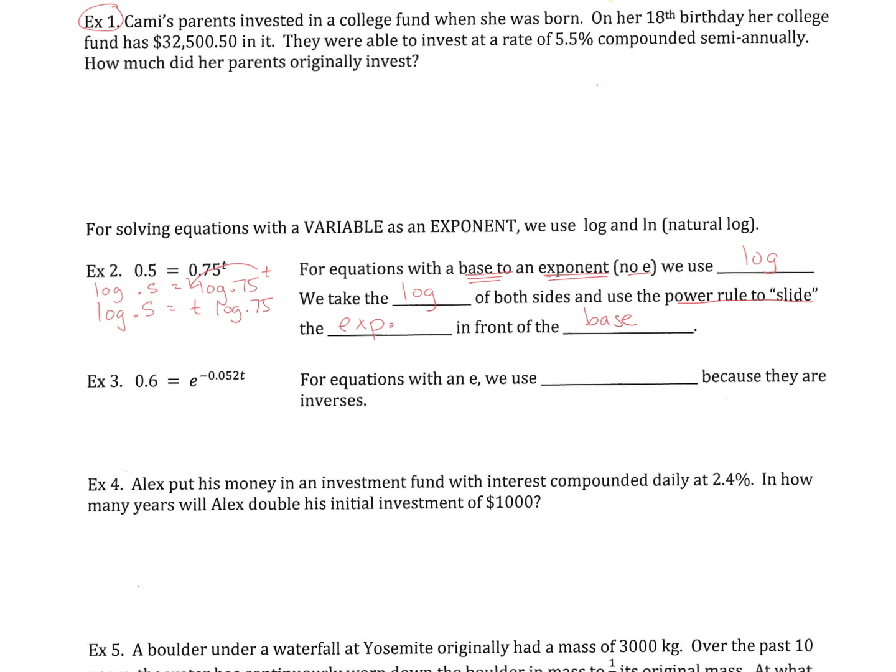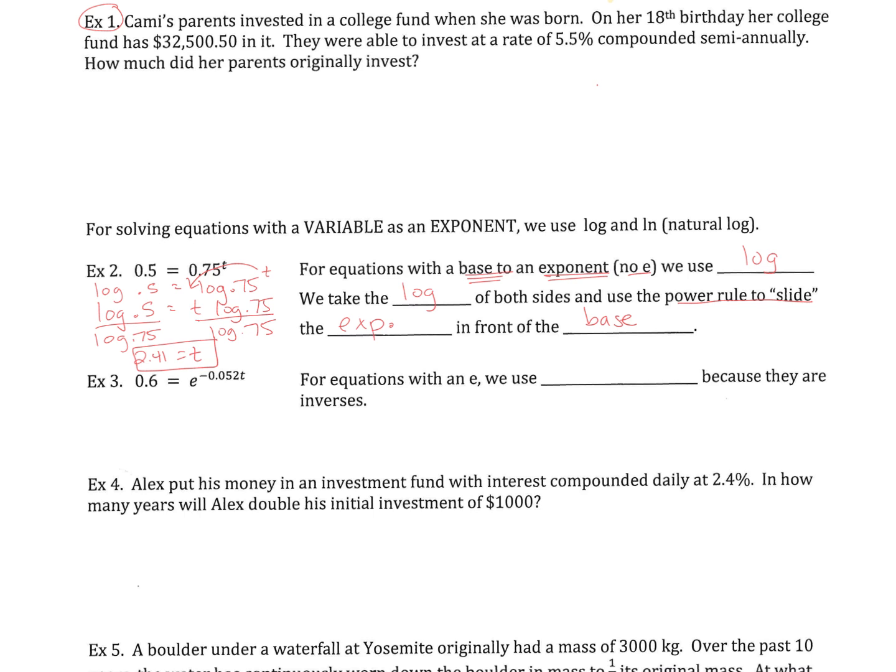Well, log of 0.75 is just a number. So to get it away from my variable t, I'm going to divide both sides by log of 0.75. And then on my calculator, I'm going to do the log of 0.5 divided by the log of 0.75. And I believe you get 2.41 for that answer.